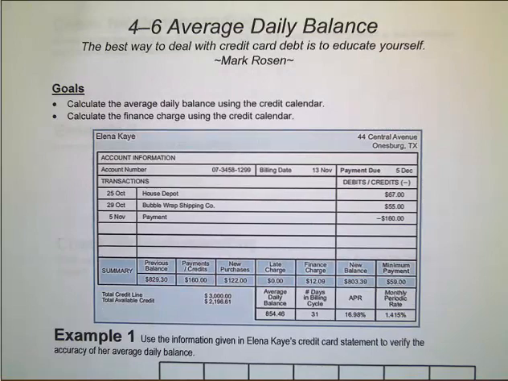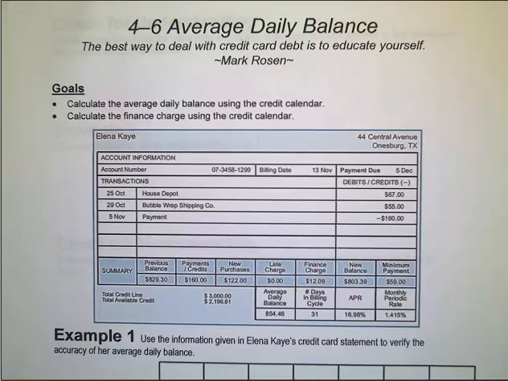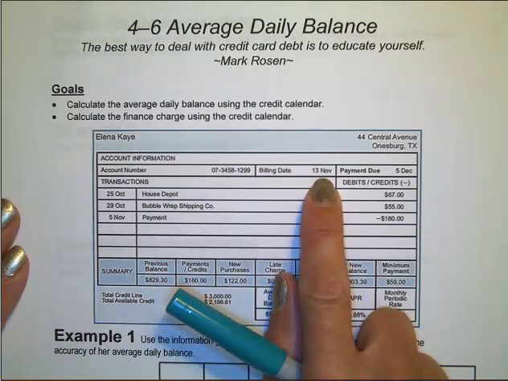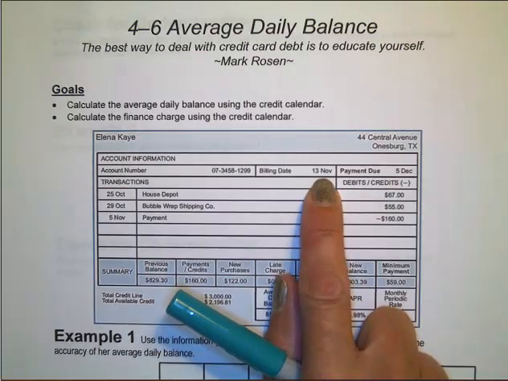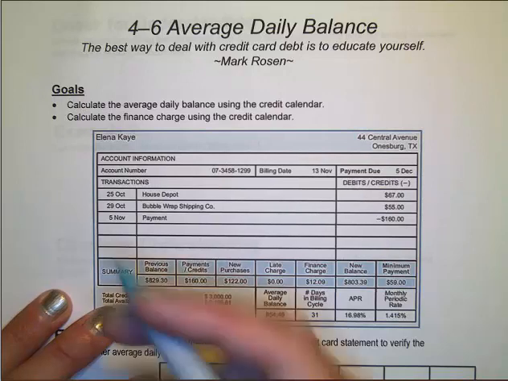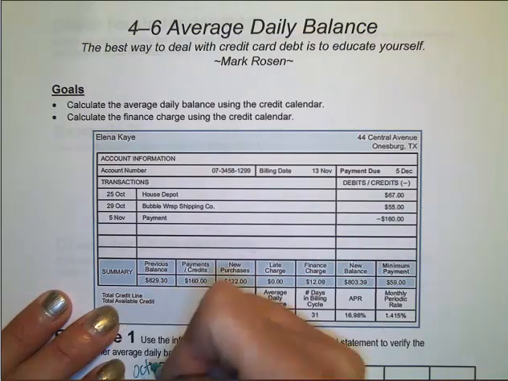So we need to look, her billing date is November 13th. So that's when it ends. So the accuracy of her average daily balance starts the month before. So October 13th is when the last statement ended. So this one starts October 14th.